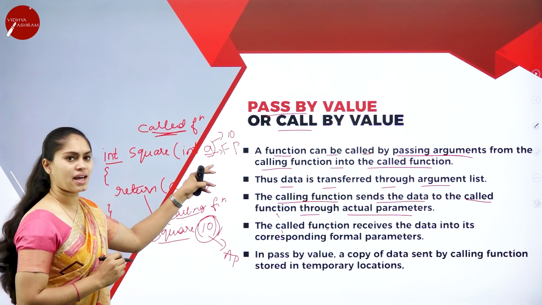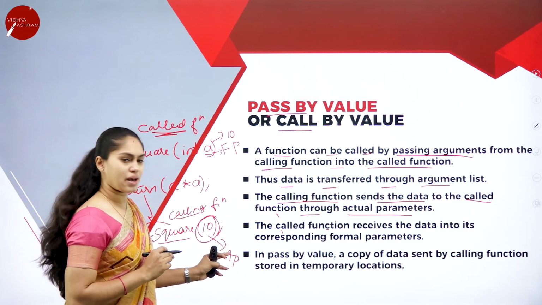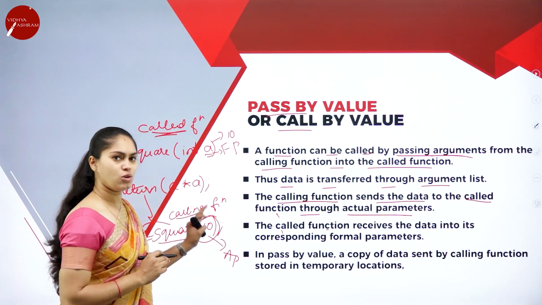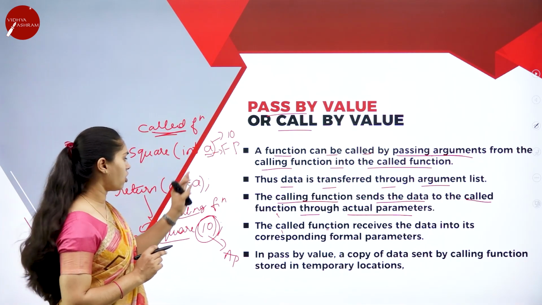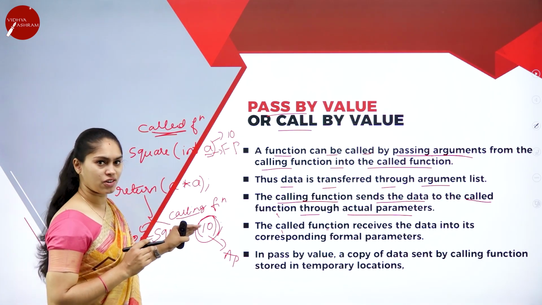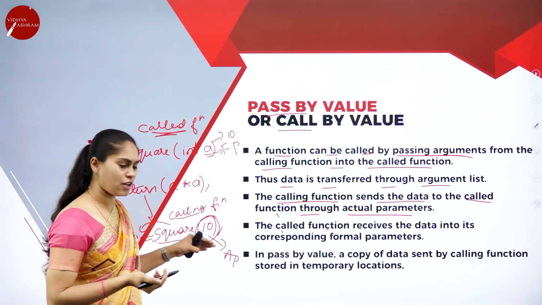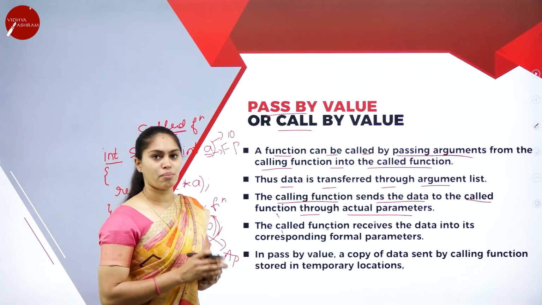So this formal parameter does not contain any value. So it has to take a value from the actual parameter. By making use of this value, it is going to perform some operation. After doing all those operations, it has to send a value back to the calling function. The calling function, by making use of a variable, is going to display the value after the operation.